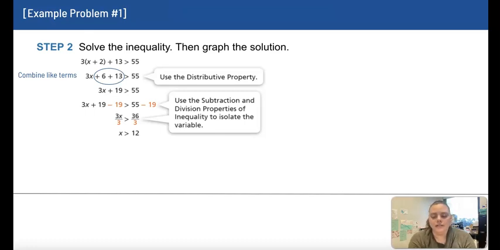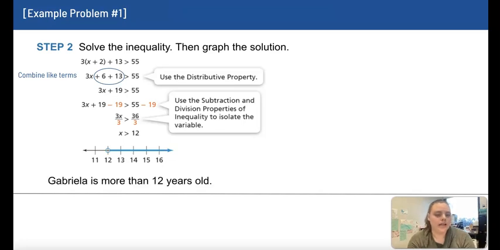So on a number line, I'm going to find 12. I will have an open circle at 12 and an arrow drawn to the right, indicating those numbers that are bigger. This means, for Gabriella's age, that Gabriella is more than 12 years old. Doesn't give us an exact amount because she didn't tell us that it's equal to, but it does tell us that she is older than 12.